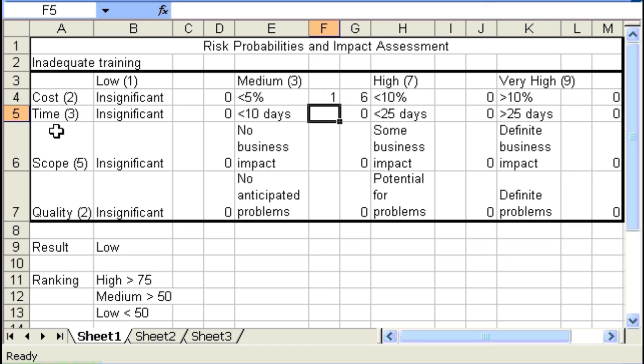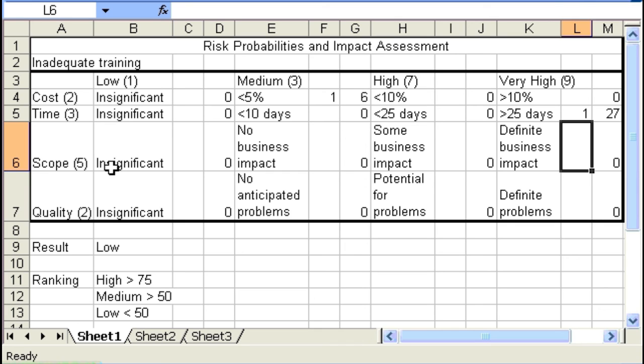What impact is inadequate training going to have on total project timelines? Insignificant? Absolutely not. Less than 10 days? Less than 25 days? Greater than 25 days? In this case, the impact is going to be greater than 25 days. We have the additional 5 days of training times the number of team members we have on our team, plus the time lost when they went back to their desk before we realized that we had to bring in additional training. So we put a 1 into that grid.